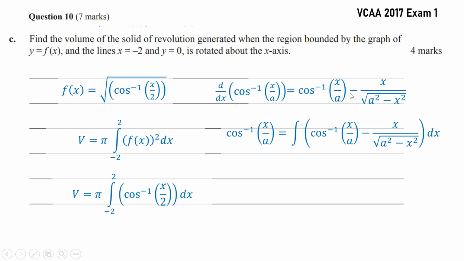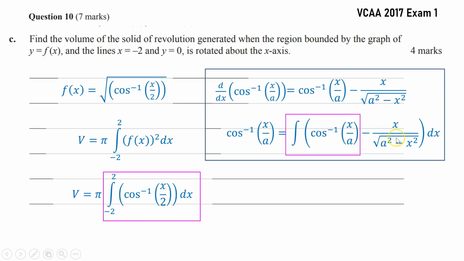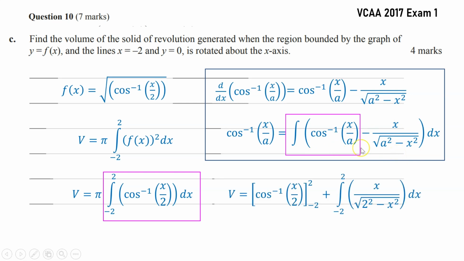So just rewriting it as an integral. And what we're interested in is the integral of the inverse cos. So it's in there, but we just need to separate out that second term. So we're going to split up that integral. Okay, pull that over to the other side. So our volume is going to be the left-hand side, which has already been integrated.